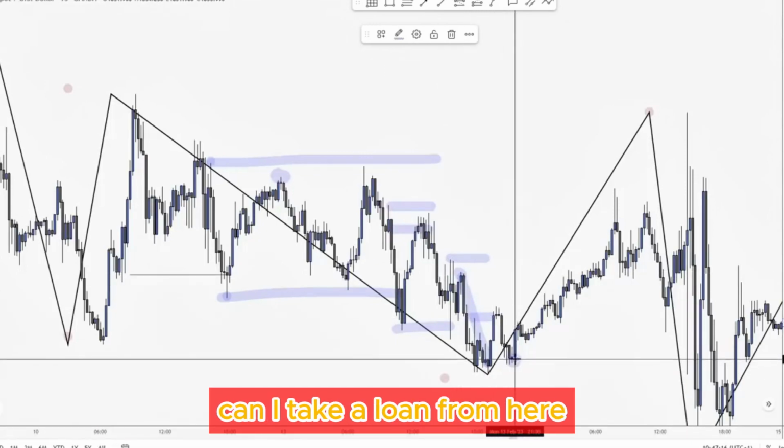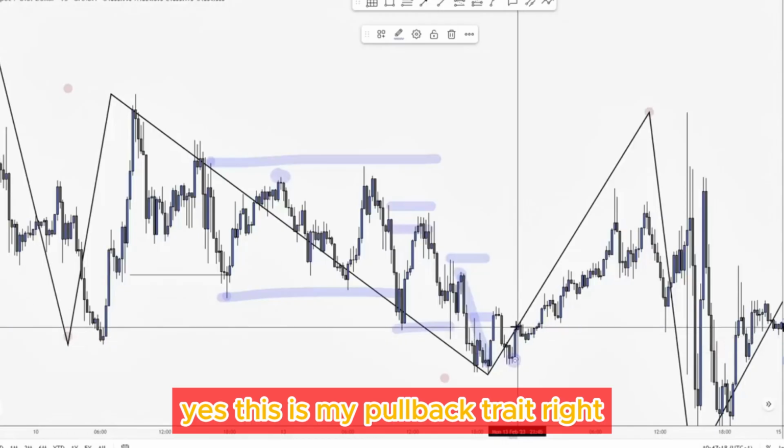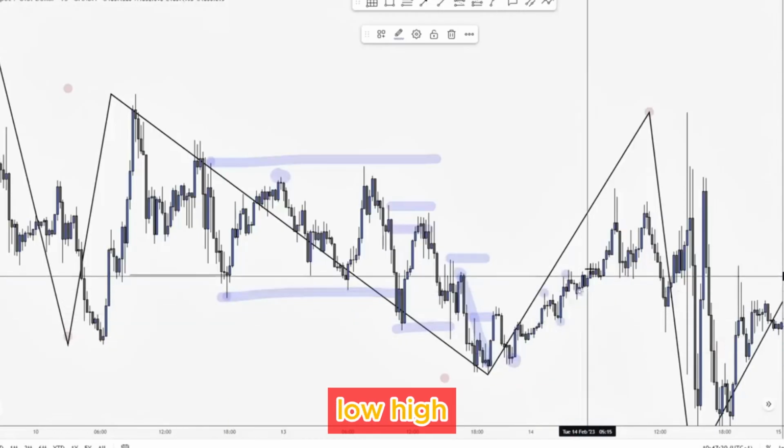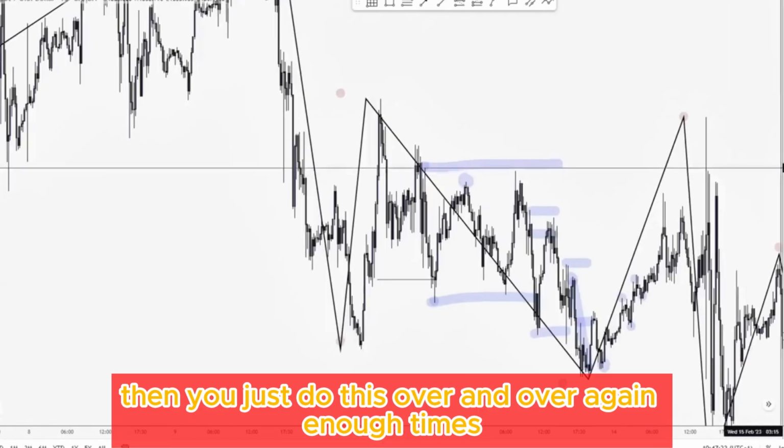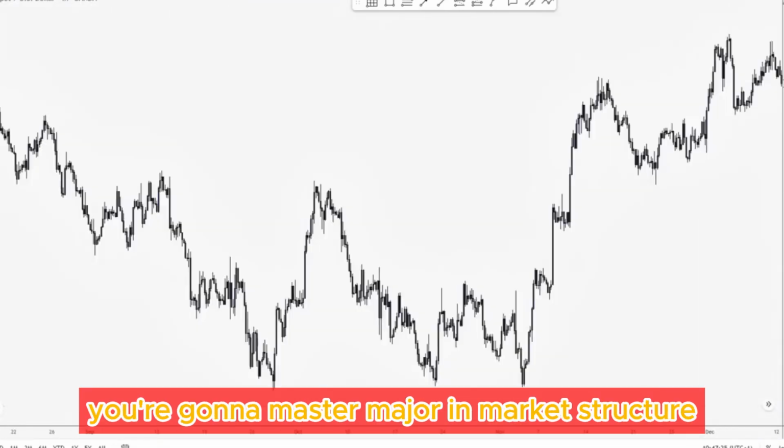Can I take a long from here? Yes, this is my pullback trade, right? Then it starts: higher low, higher high, higher low, higher high, right? And you just do this over and over again. Enough times, you're going to master major and minor market structure.